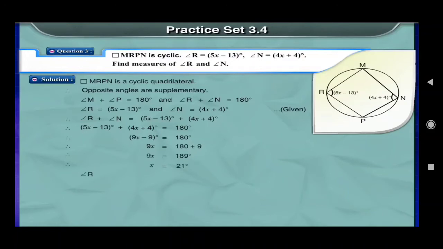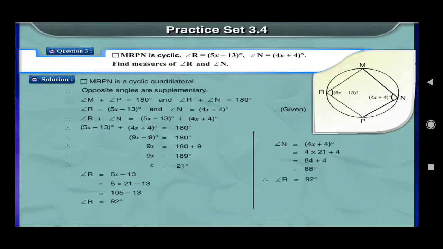Now, angle R is equal to 5x minus 13, so that is equal to 5 into 21 minus 13, which is equal to 105 minus 13, that is equal to 92 degrees. And angle N is equal to 4x plus 4 degrees, so that is equal to 4 into 21 plus 4, which is equal to 84 plus 4, that is equal to 88 degrees. Therefore, angle R is equal to 92 degrees, and angle N is equal to 88 degrees.